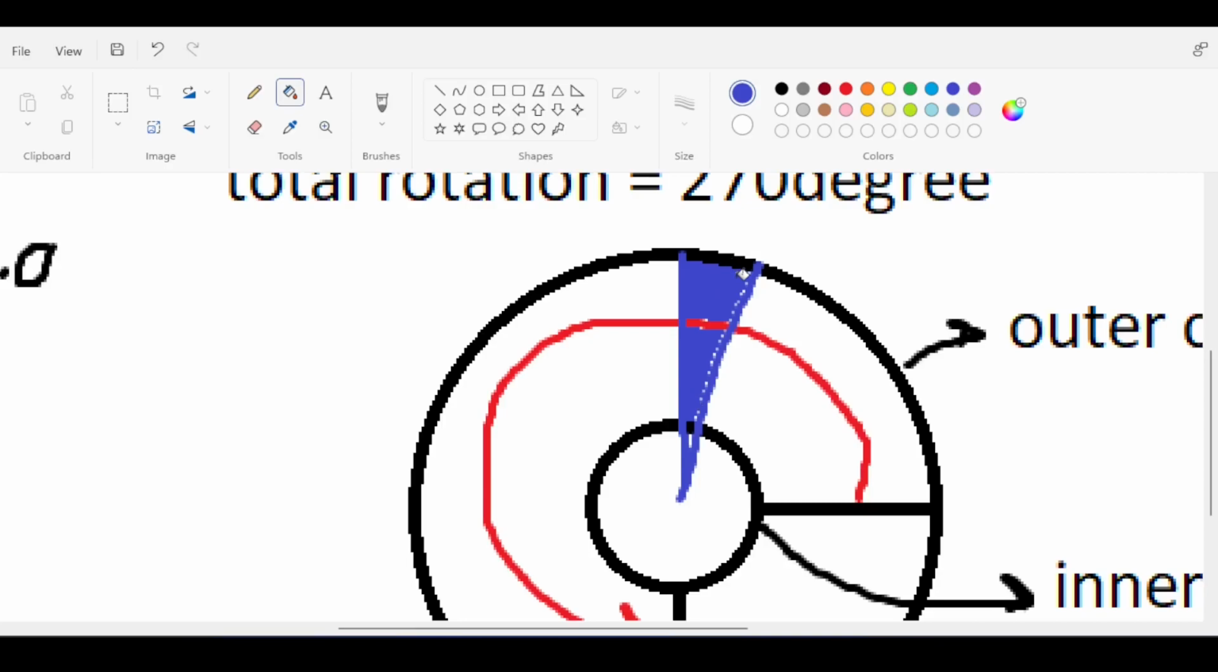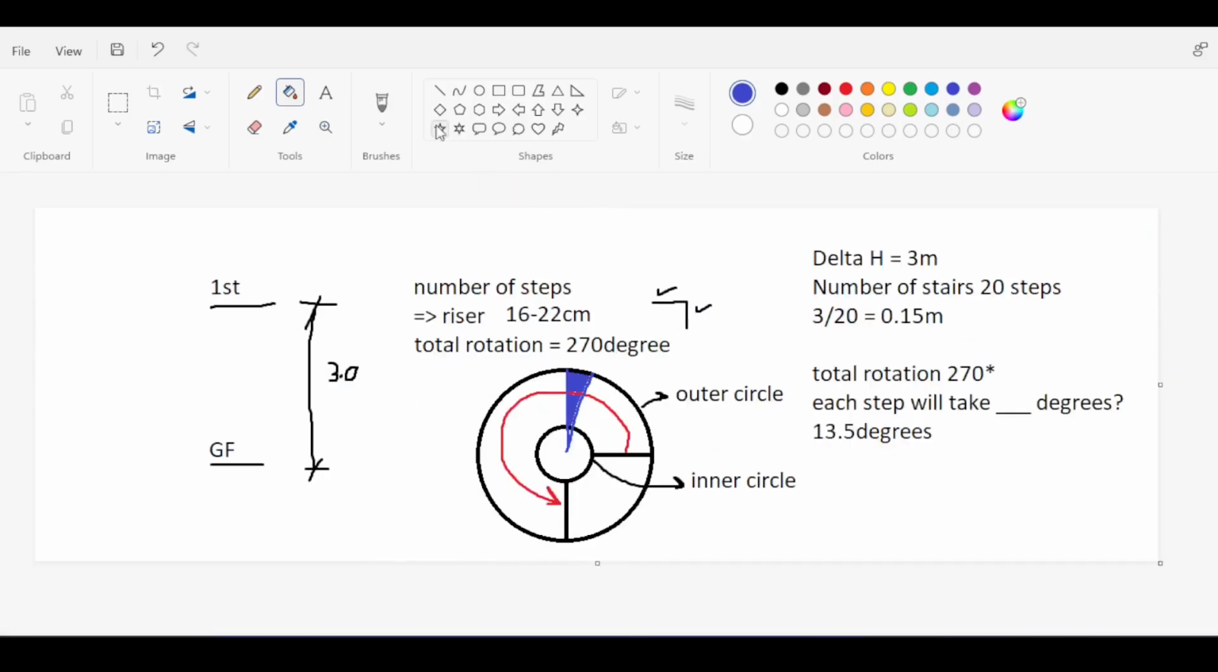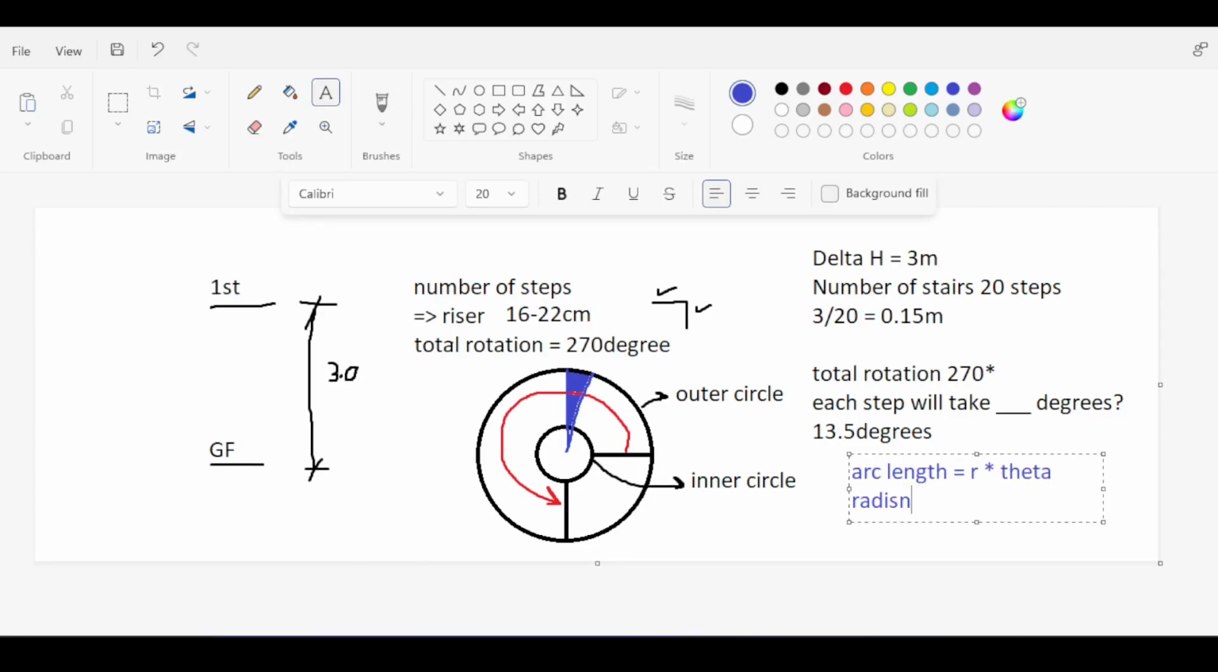Sometimes, and this is my personal opinion, I use the average tread, or the tread in the middle, as my measuring tool. So you need to find the tread. The calculation, according to mathematics, is arc length equals r multiplied by theta in radians. This is how you can calculate the tread length, and you need to check this when you design.